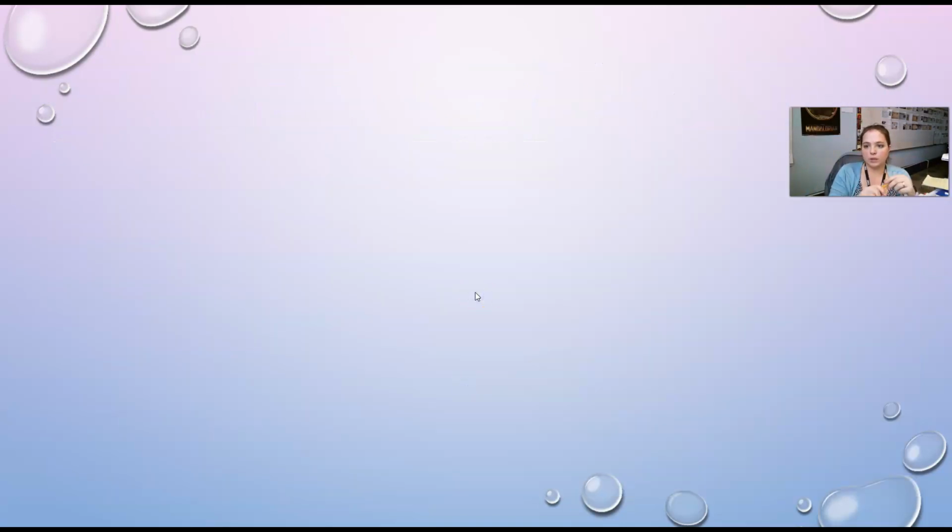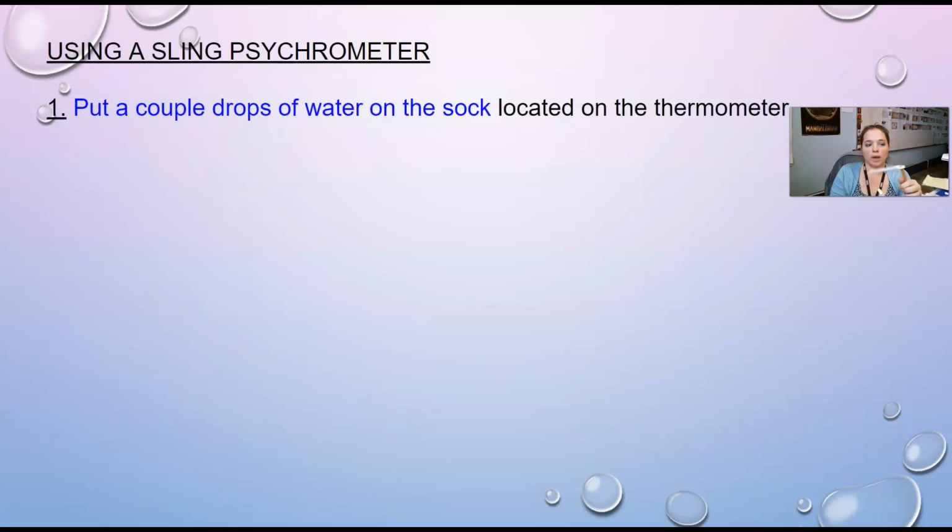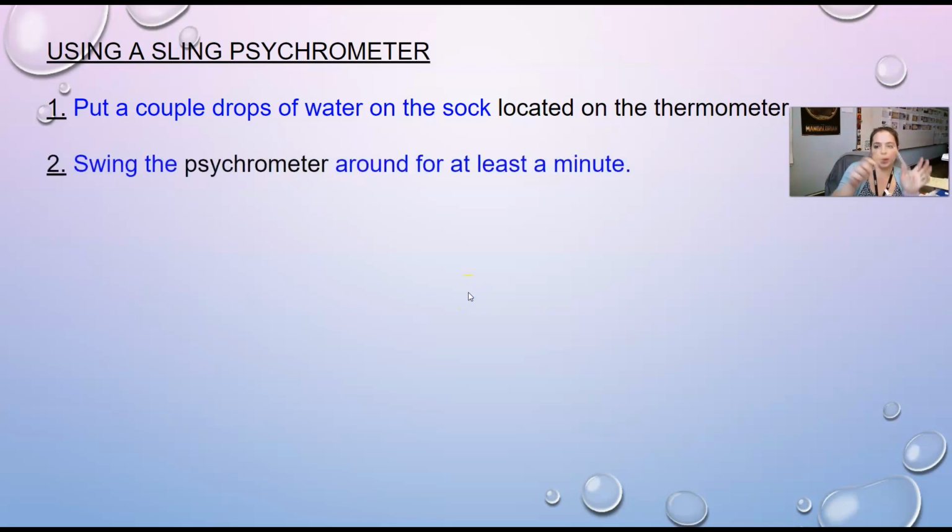So how do you use this weird looking contraption called a sling psychrometer? Well, first you put a couple drops of water on here, located on the thermometer. Like I said, I did put some water on here. I spilled it all on my floor trying to do this, but there is water on here. Then you're going to swing it in a circle, kind of like this, for about a minute.